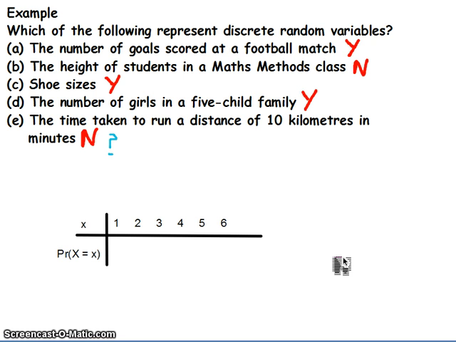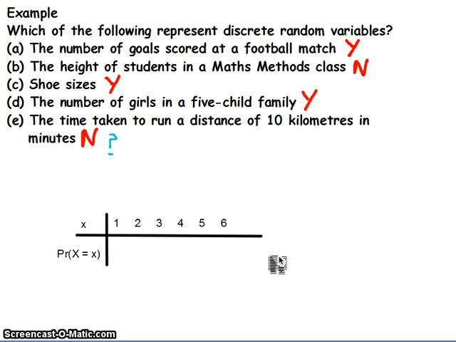Shoe sizes, on the other hand, that's discrete data. It has particular values, and we could count the outcomes. So number of people with size 5, 6, 7, 8, 9, 10. So that's a yes. Number of girls in a 5-child family. We could have 0 girls, 1 girl, 2 girls, 3 girls, 4 girls, 5 girls, and we could count them and see how many families had 0, 1, 2, 3, 4, and 5, that sort of thing.